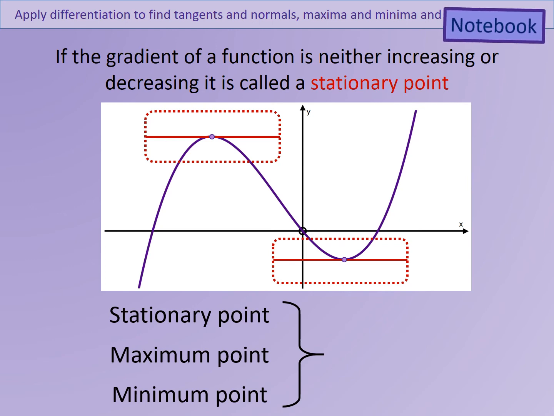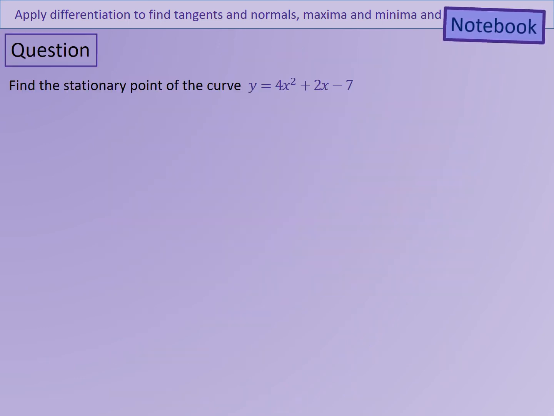Now, there are lots of words that mean the same thing when it comes to stationary points. So we have stationary points, maximum points, minimum points, we sometimes call them turning points, we sometimes call them vertices, but in all cases dy by dx is equal to 0 at any stationary point. And we'll do an example of finding the stationary point on a curve.